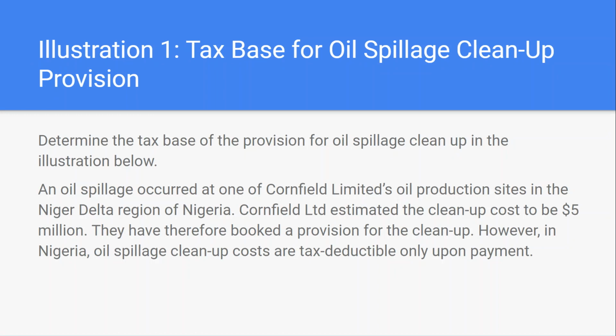So in this case, there's been an oil spillage. They have then booked a provision to say, okay, we think it's going to cost $5 million to do the cleanup of the site. But of course, they've not paid for it. They've not done the cleanup. So what they've done is to make a provision to say, we estimate this much, and you book a provision. And they're saying that in this country, which is Nigeria in this case, you cannot get a deduction for that provision until the payment has been made. We know that as at this period, that payment has not been made. It means there's no way they would have gotten a deduction. The deduction will only happen when the payment is eventually made. And so we need to determine the tax base based on this illustration.